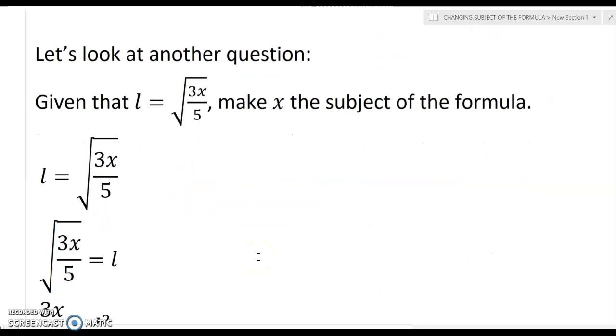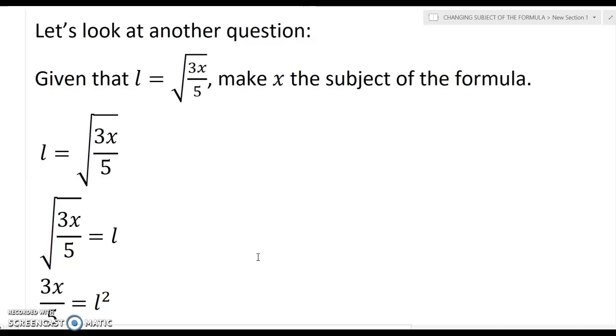So let's look at another question. I wouldn't say complicated, but a little more working. Here we have L is equal to the square root of 3x all over 5. We want to make x the subject of the formula. So again, let's put the square root of 3x over 5 equals L, switching the sides so that we have the letter we want to make the subject on the left-hand side.